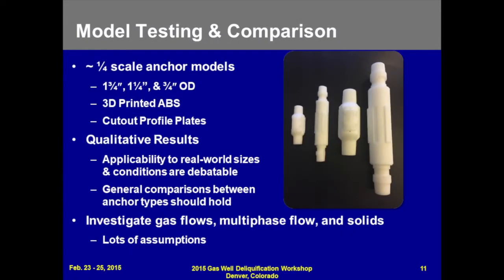In order to test these theories, we devised a number of experiments using scaled models. I'll discuss these experiments over the next couple slides, but basically it involved using 3D printed anchor models as well as a laser cut profile representing the cross-sectional area. Even though we'll be providing numeric results from these experiments, they should be considered qualitative results as they do not exactly emulate real-world conditions. We've made lots of assumptions in these tests, but the general idea of flow rates past the anchors should become evident.